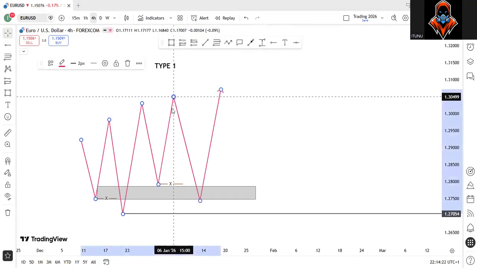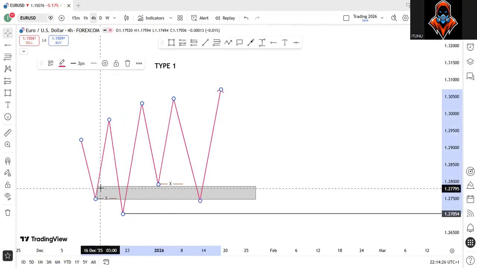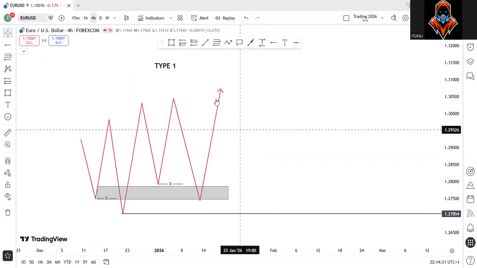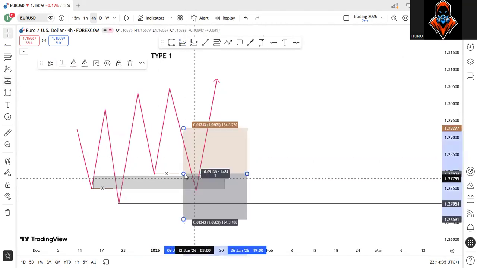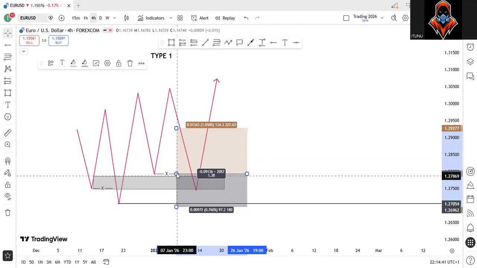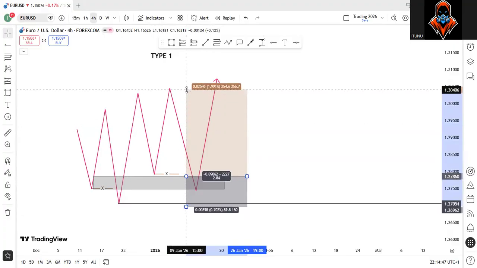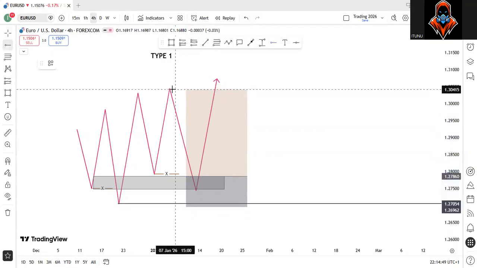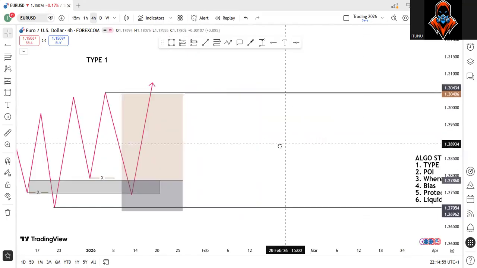So immediately after the market creates liquidity, we draw out our POI, which means point of interest, where we're interested in buying. Then we set our limits. I usually set my limit at the liquidity line, but you can choose to set your limit at the order block, at the start of the order block. Then you target the overall high. This is what type 1 looks like.